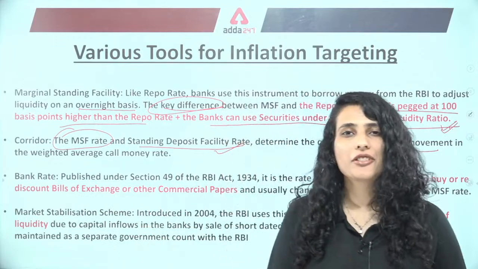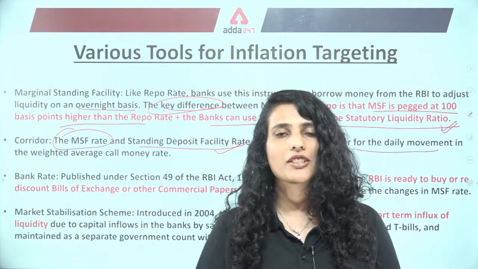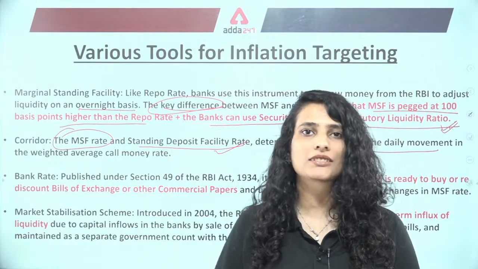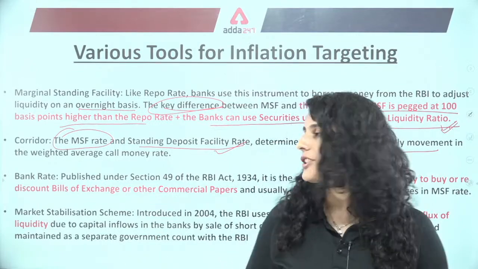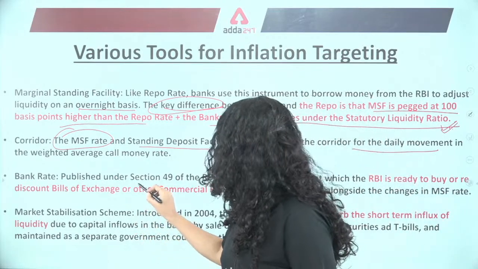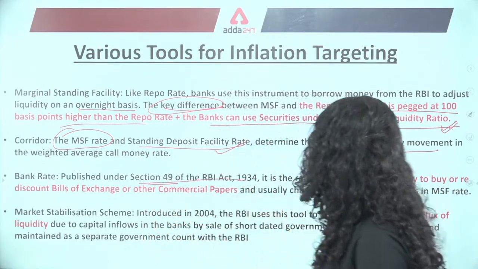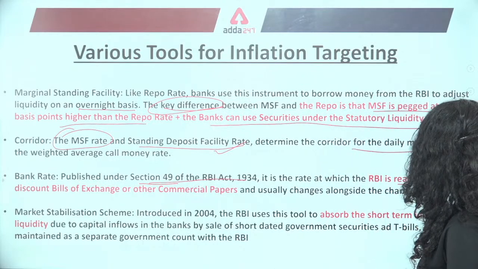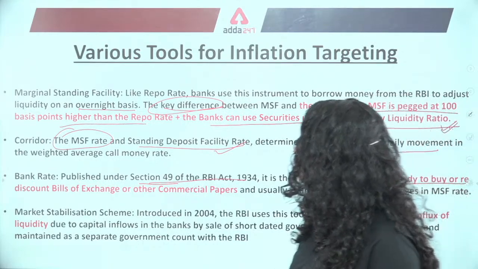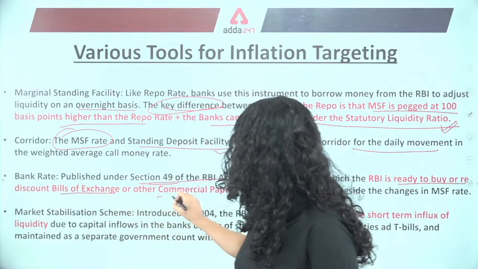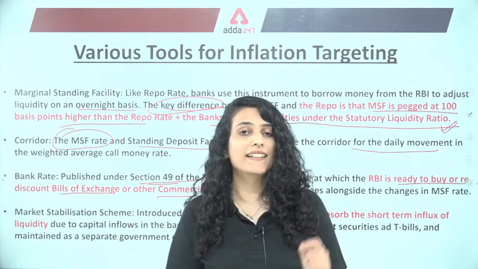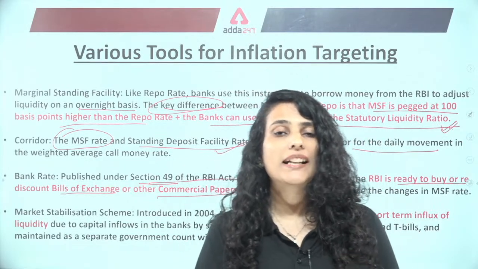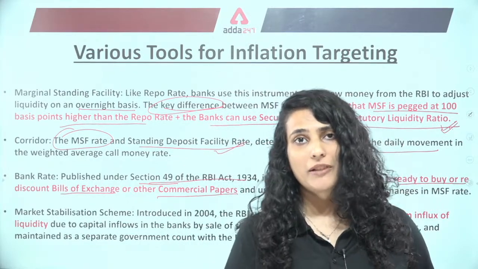Bank rate, usually textbook definition of bank rate is that the rate at which RBI lends money to the banks. That is so wrong. So it is published under section 49 of the RBI Act 1934. It is the rate at which RBI is ready to buy or rediscount bills of exchange and other commercial papers. So bank rate is related to the discounting of money market instruments by the RBI.